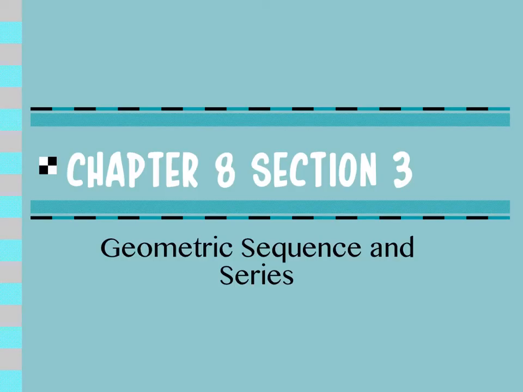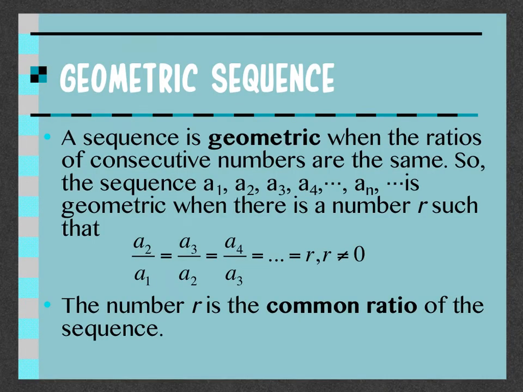So we went from general sequence and series, which was anything in any kind of pattern, to arithmetic, which is just adding the same number to each term, to geometric today. So geometric is multiplying the same term times each term. So a sequence is geometric when the ratio of the consecutive numbers are the same.